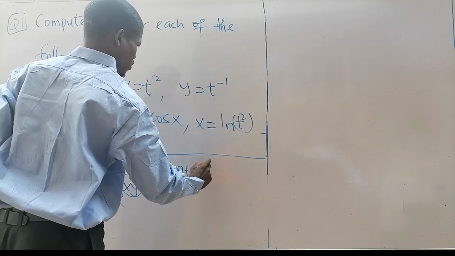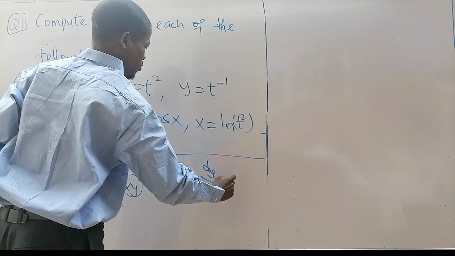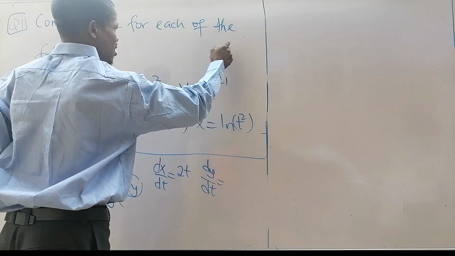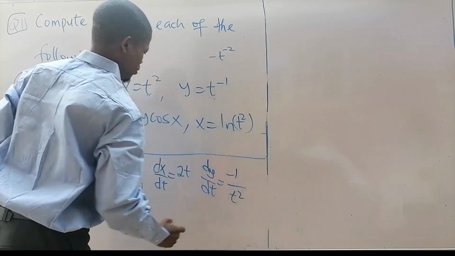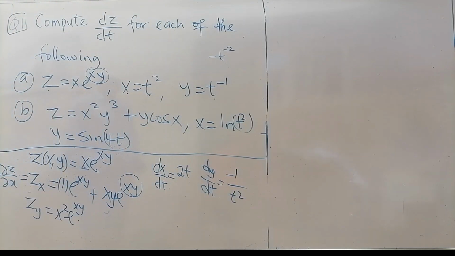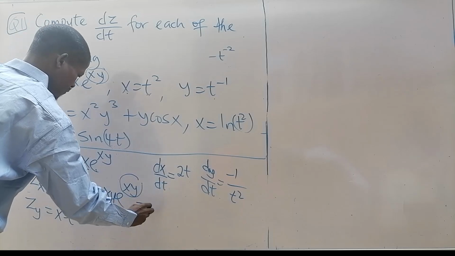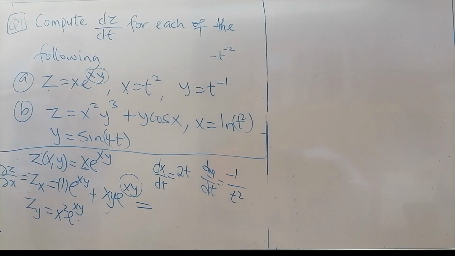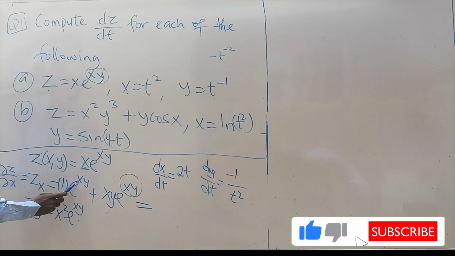This one will be equal to dy/dt. The minus will go to the front, so that's minus 1 over t squared. So that's all the parameters you need. Let's try to make the function to be of the same variable. But we're having t here, we're having t here. All these ones, they are functions of x and y.